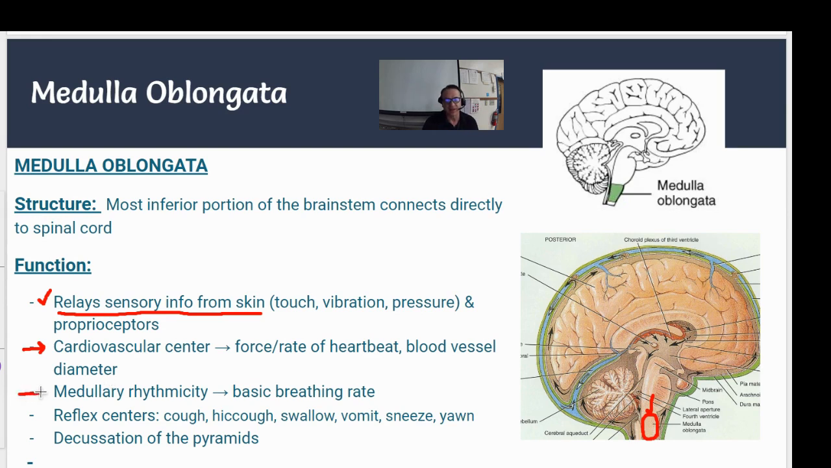The breathing center, the medullary rhythmicity center, is the rate of breathing. Remember, the pons was the depth of inhalation, like my lungs are full. The medullary rhythmicity center is the rhythm of breathing: breathe in, breathe out, increase breathing rate, decrease breathing rate. So that's the medulla oblongata, and also reflexes such as coughing, hiccups (I never call it a hiccough), swallowing, vomiting, sneezing, yawning. And I'm going to go over the decussation of the pyramids on the next slide.